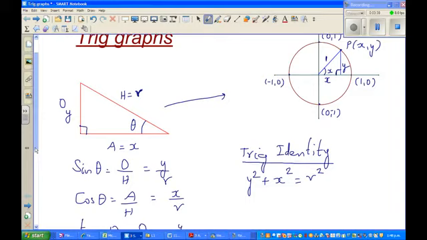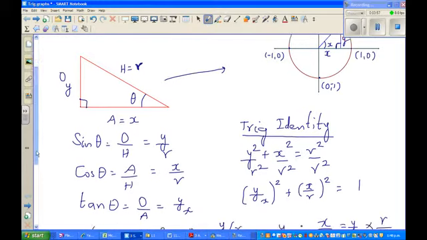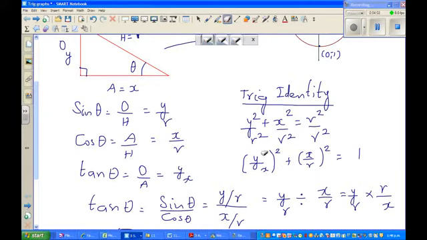What I'm going to do is divide this by r squared, this by r squared, and this by r squared. So this becomes y over r the whole squared plus x over r the whole squared is equal to 1. Now what is y over r? Y over r is sine theta.